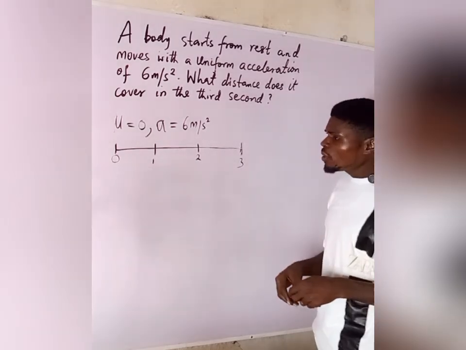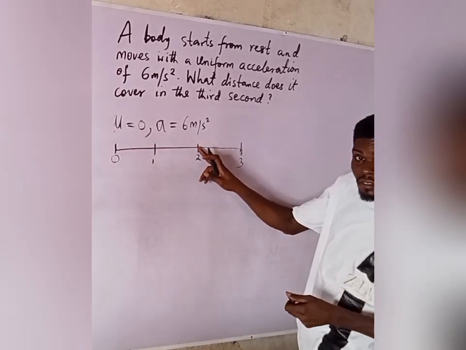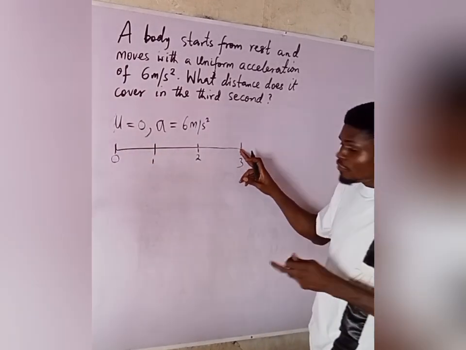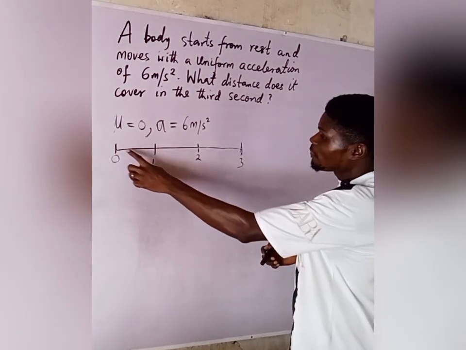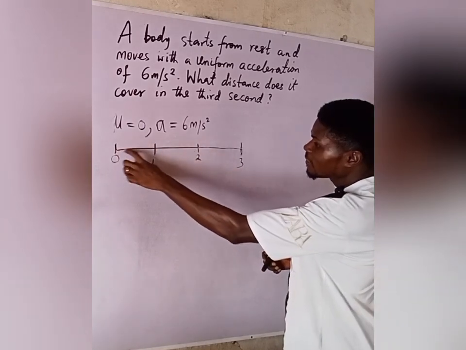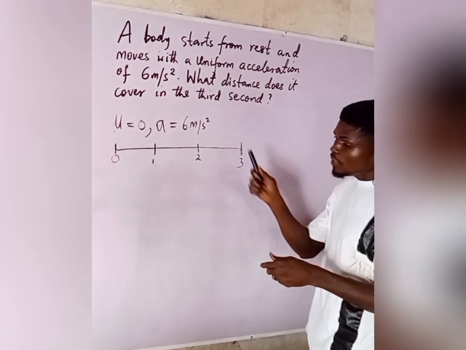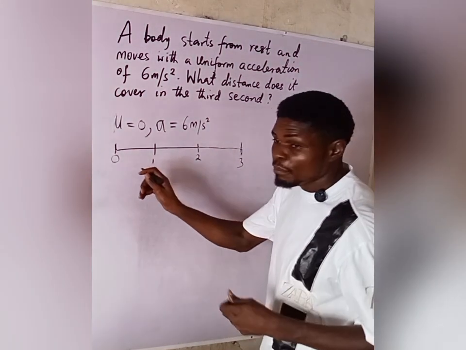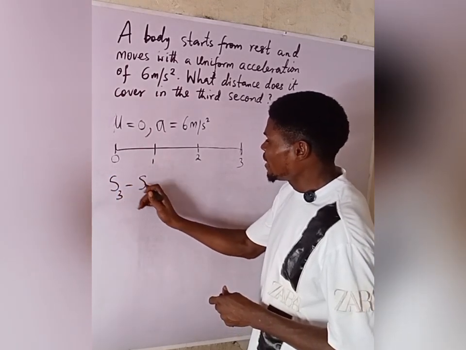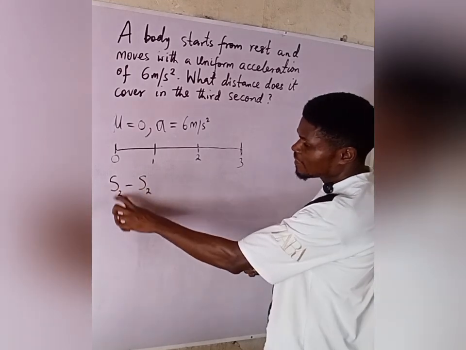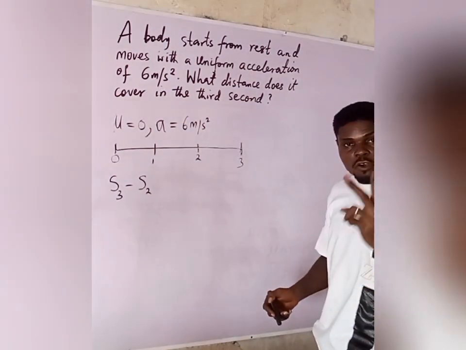Now what we're going to do is, first of all, we find the distance it covers for 2 seconds. We also find the distance it covers for 3 seconds. And then we take the difference. That is, we subtract the distance of the second and the third second. Whatever we get is the distance from here to here. So the formula is simple. We use S3 minus S2. This S3 here is the distance covered for 3 seconds. Then this S2 here is the distance covered for 2 seconds.